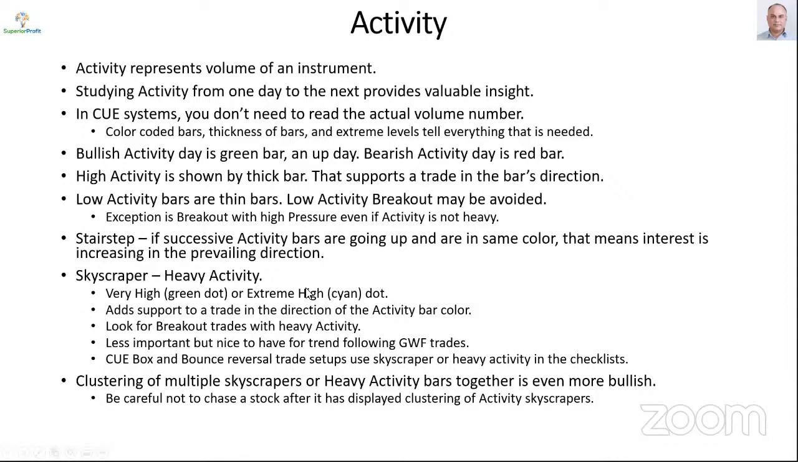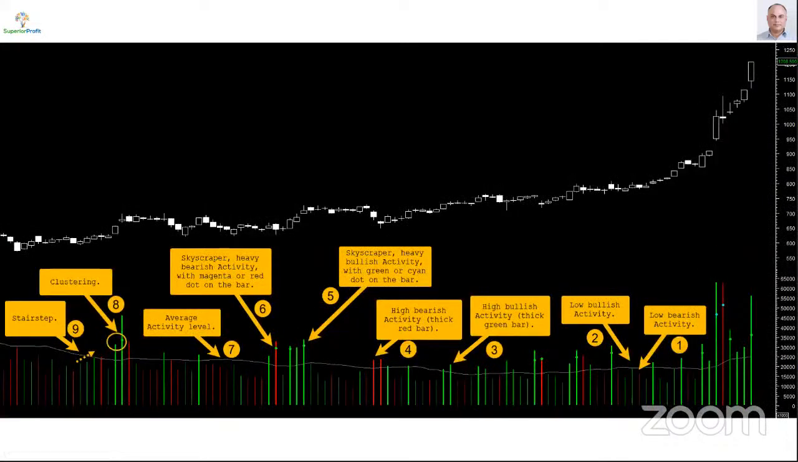Now let's look at some activity examples. I'll again read the numbers one by one, starting from number 1. Number 1, low activity bars. Low activity bars are thin bars. In this case, number 1 happens to be red, so that was a down day. Then number 2 is a low activity bar, thin bar. Green means it was an up day. Up day, down day, here, relative to previous day's close.